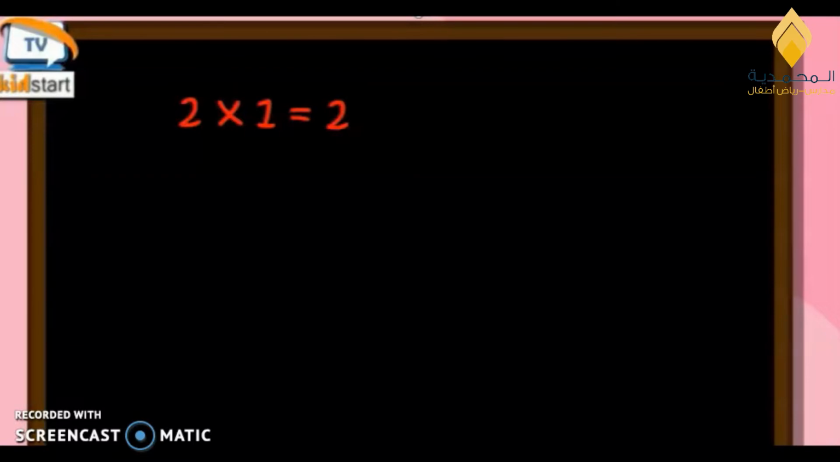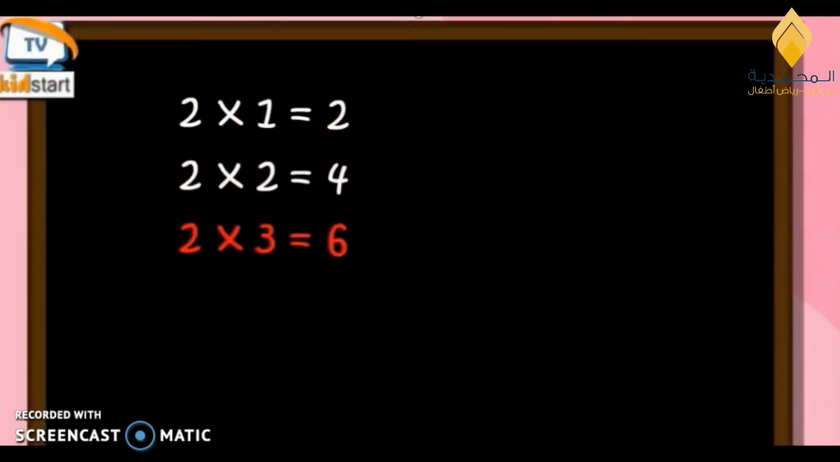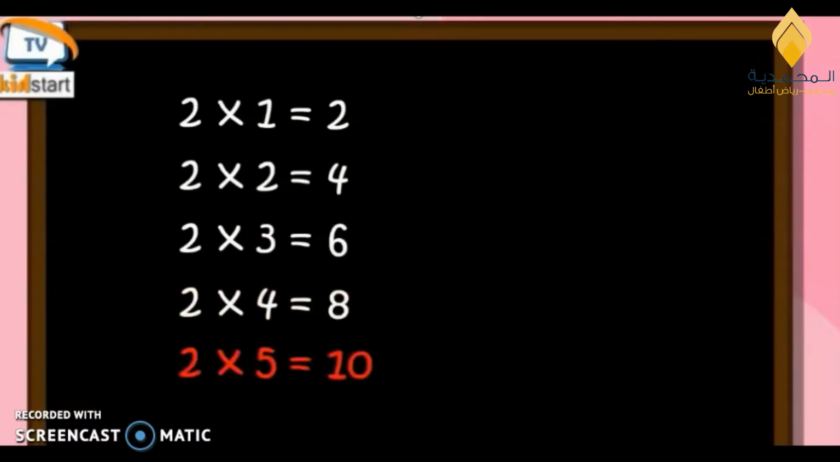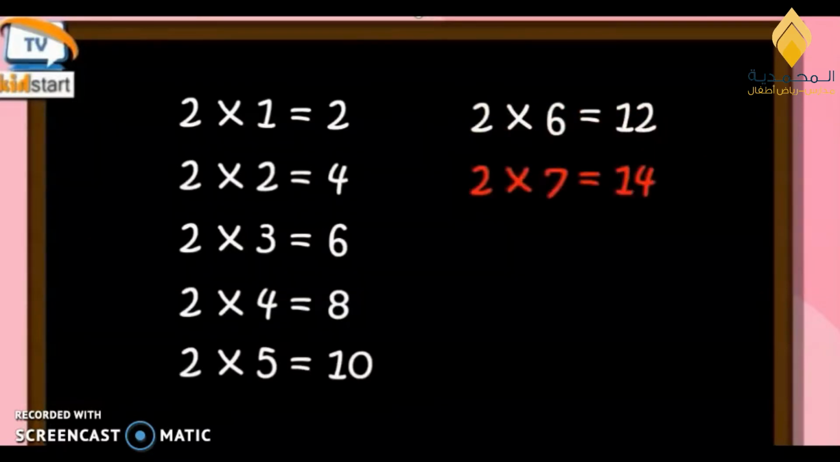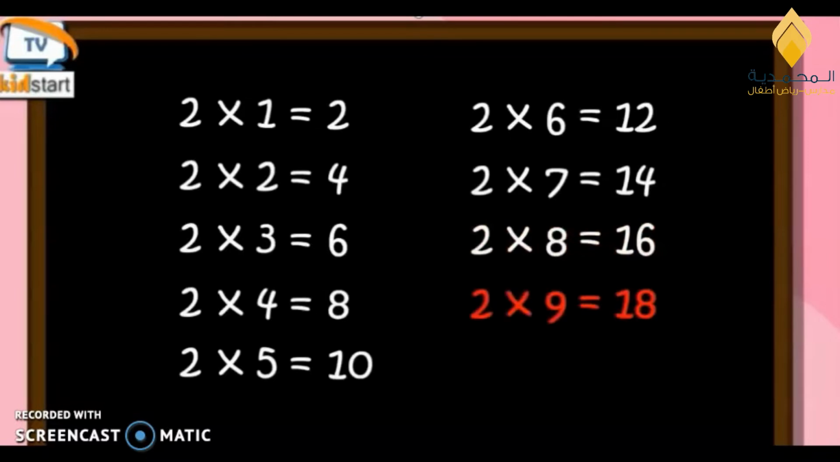Again, 2 times 1 is 2. 2 times 2 is 4. Repeat after me, okay? 2 times 3 is 6. 2 times 4 is 8. 2 times 5 is 10. 2 times 6 is 12. 2 times 7 is 14. 2 times 8 is 16. 2 times 9 is 18. 2 times 10 is 20.